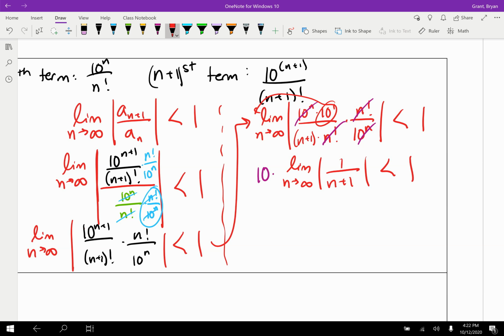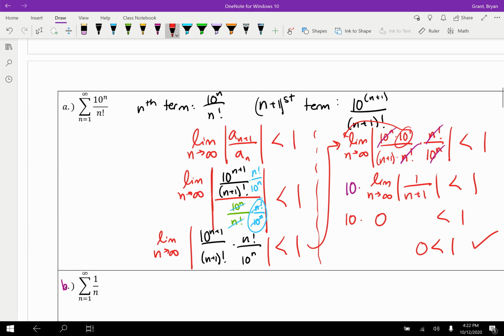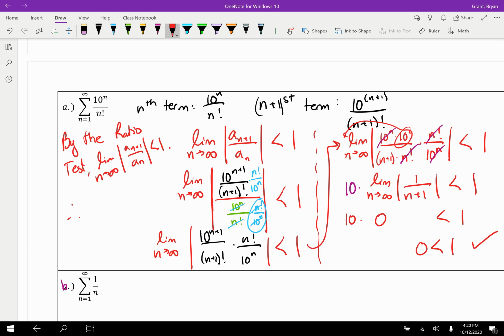So get in the habit of factoring out that constant. Or if the constant was negative, make it positive, then factor it out. Because now this becomes much easier. When we substitute in infinity, we have 1 over infinity, which is, of course, 0. 10 times 0, that's 0. 0 is less than 1. Therefore, we can jump back to our series, and we could say something like, by the ratio test, the limit as n approaches infinity of a sub n plus 1 divided by a sub n is less than 1. Therefore, the series converges.